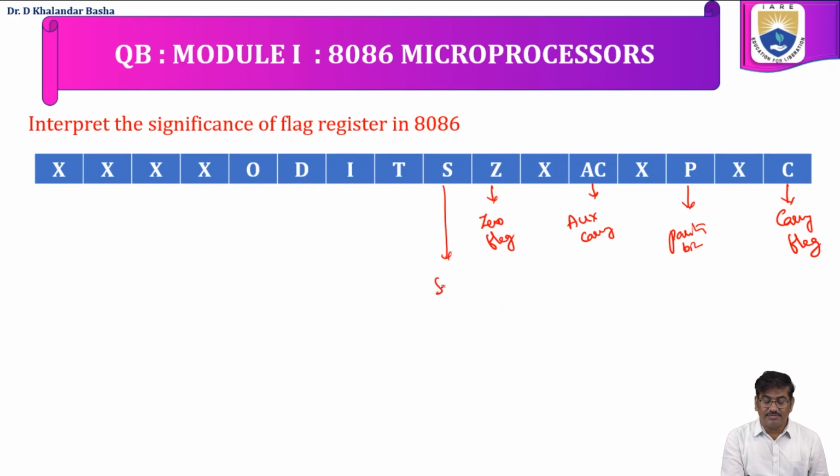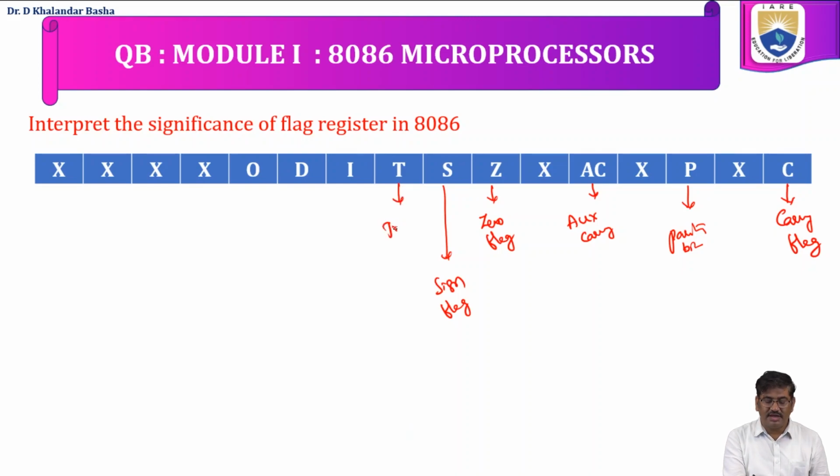The next bit corresponds to the sign flag. The sign flag signifies whenever we do subtraction or any signed data operation, whether the result is positive or negative, and it will be reflected in the sign flag. If the result is negative, then the sign flag will be 1. If the result is positive, the sign flag is equal to 0.